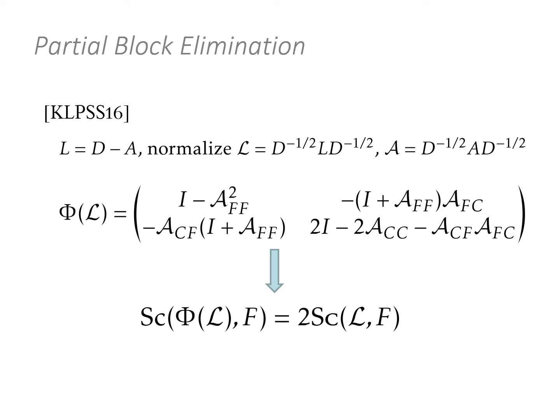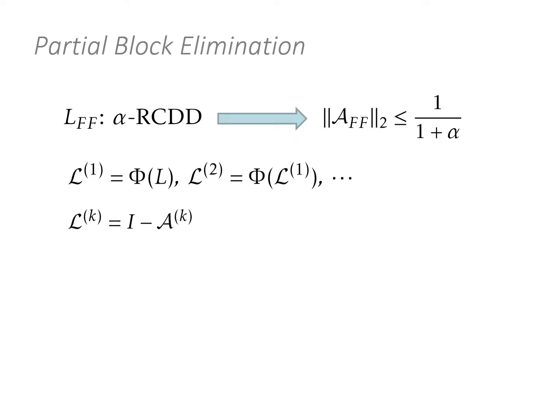For notational simplicity, we normalize the Laplacian and the adjacency matrix by the degree matrix. And we can define the partial block elimination operator as follows. It's easy to check that the Schur complement is invariant after a step of partial block elimination. Since the upper left block of L is alpha RCDD, we have that the upper left block of the normalized adjacency matrix has its spectral norm strictly smaller than 1.